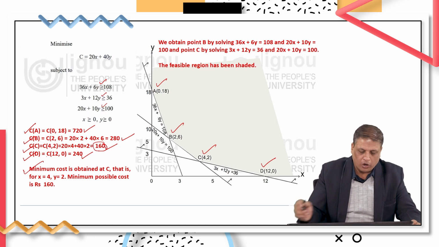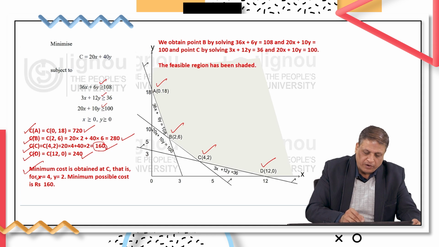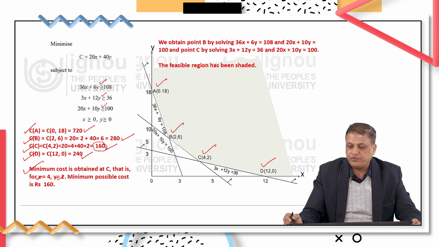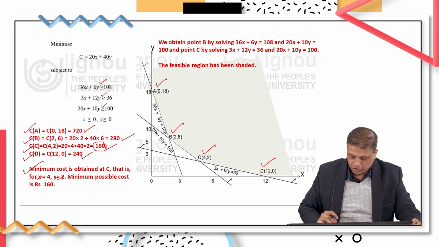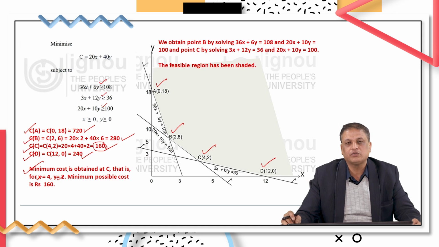So the minimum cost is obtained at point C for x equal to 4 and y equal to 2. That is, we obtained the minimum cost by using 4 units of content A and 2 units of content B. So this was about the cost minimization problem.